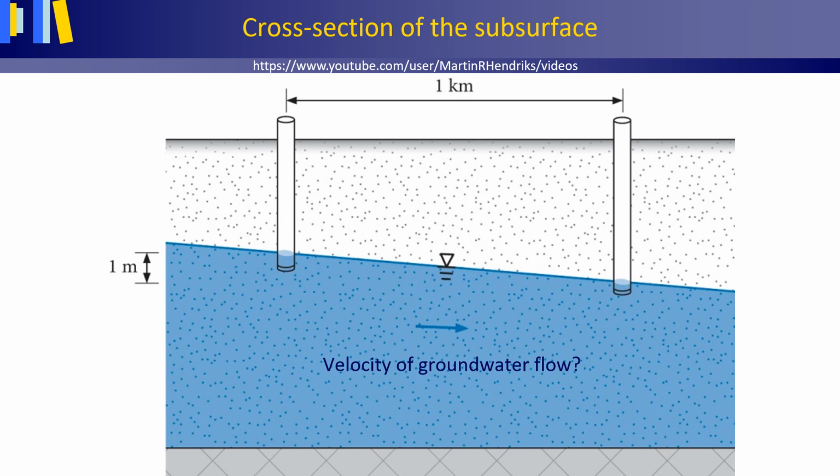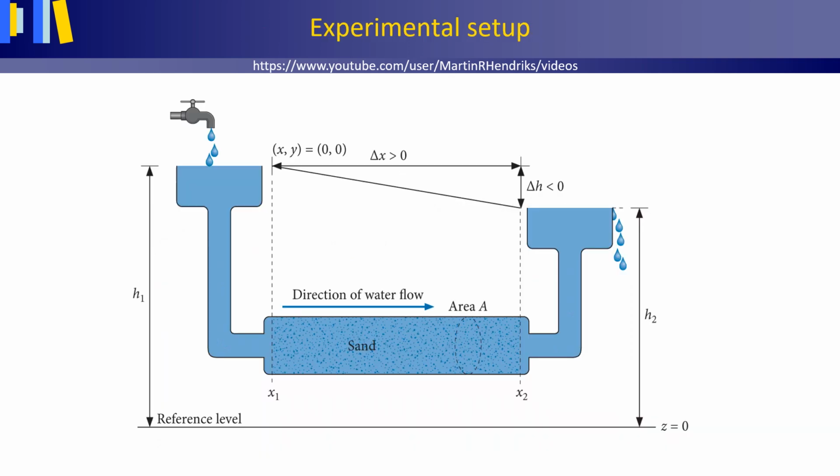Again, can we estimate the velocity of the groundwater flow? Yes, we can, and for this we can make good use of Darcy's law. In his original experiments, Darcy used a vertical cylinder filled with water-saturated sand. Darcy's experimental setup is represented here in simplified form by a horizontal cylinder filled with water-saturated sand.